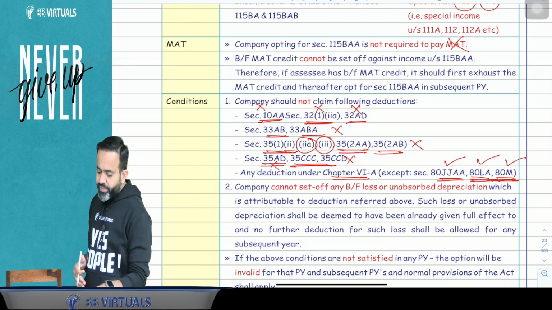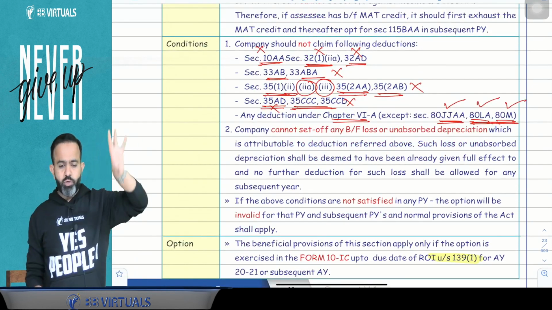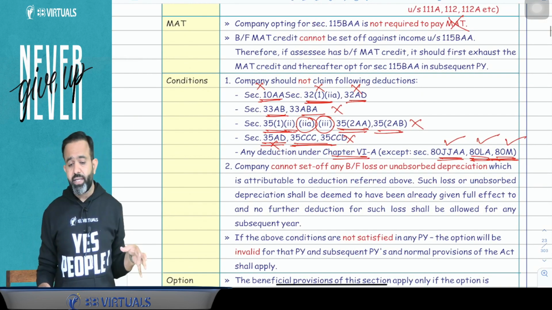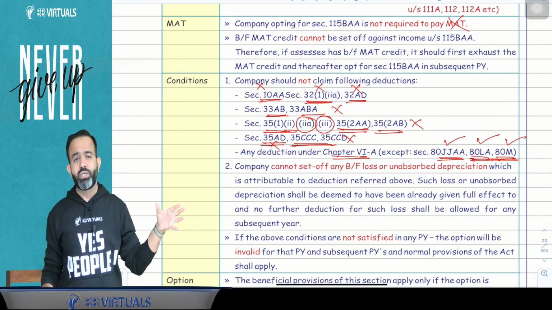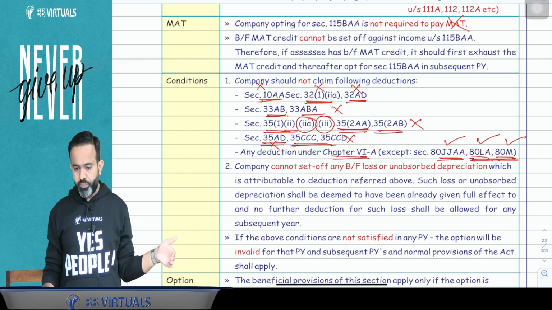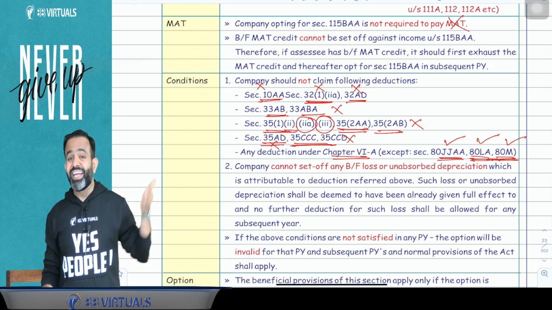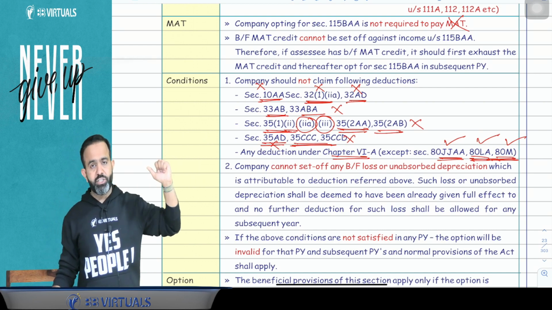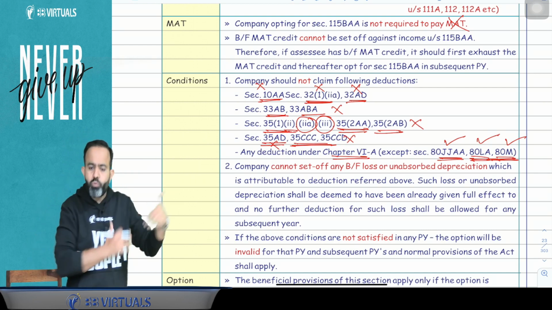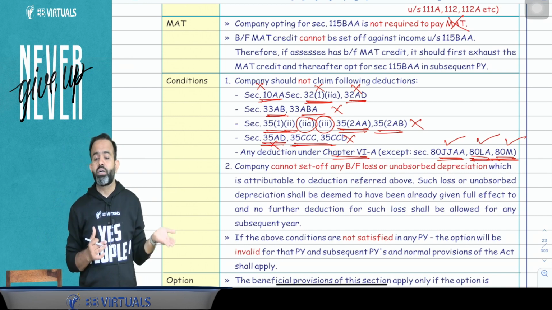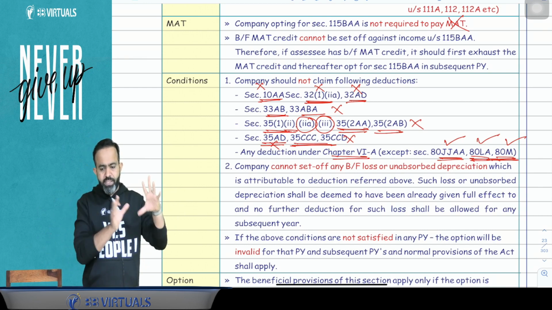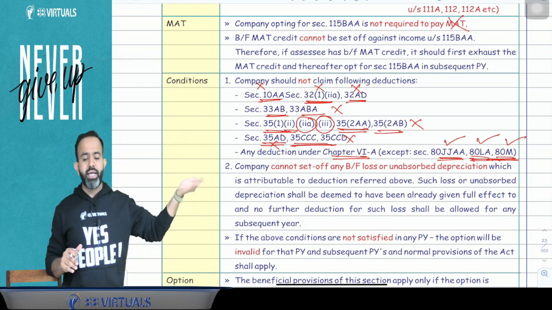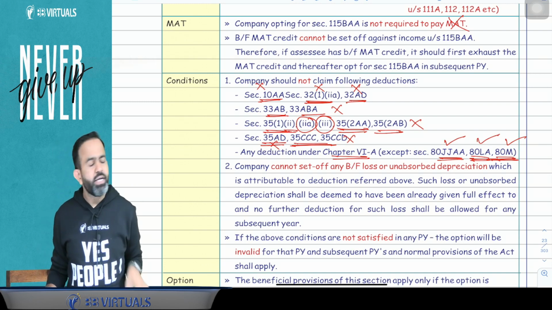Yes. One more point: once this particular section is opted for, the company has to opt for this section in future years also. But suppose in any future year, the company violates any condition and does not satisfy the conditions. Then the company will come out of this section and cannot opt for this section again. So once the company is out of this section, it cannot opt for it again for a lifetime.